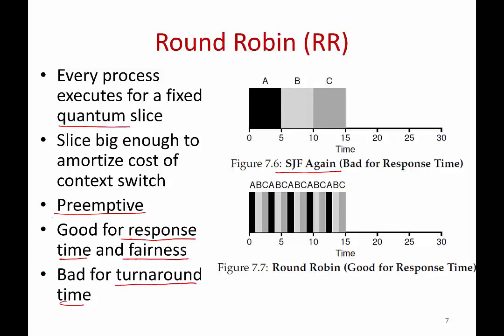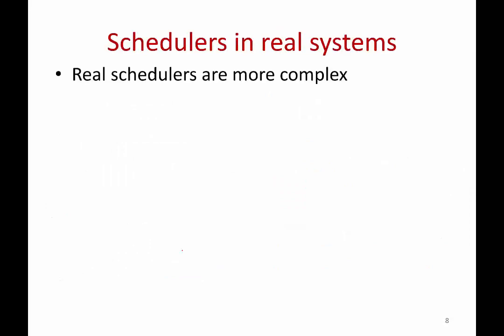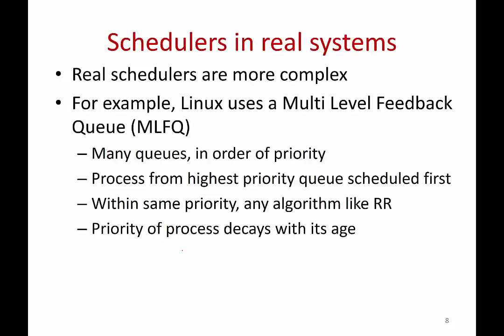As you can see, there's no one right answer, right? Shortest job first is good for turnaround time, round robin is good for response time, and so on. So depending on what the goals of your operating system are, you will pick a suitable scheduling policy. And in real life, schedulers are a little more complex. They don't use just one of these simple policies. In fact, the real life scheduling policies are some combination of all of these things.